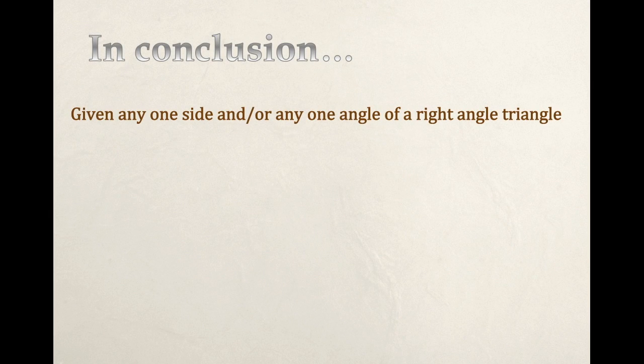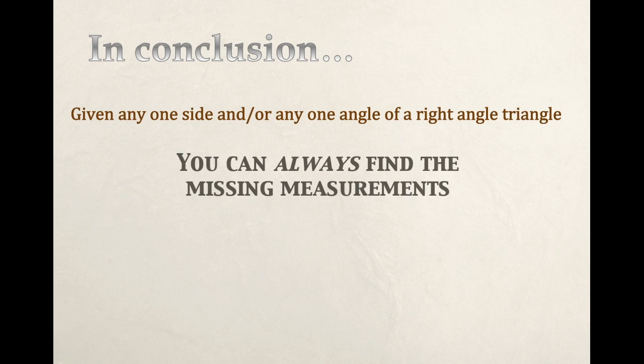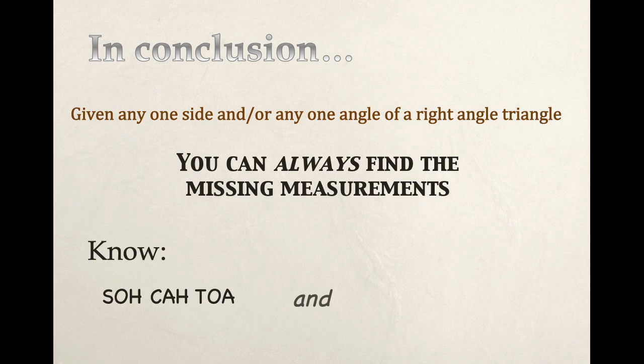In conclusion, given any one side or any one angle of a right angle triangle, you can always find the missing measurements, which in this case consider angles and side lengths. You should know SOH CAH TOA, and you should know the sine inverse, the cos inverse, and the tan inverse.